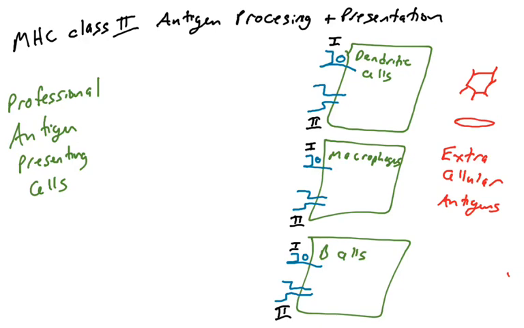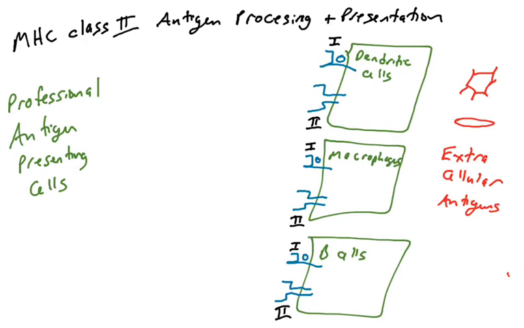Well, all three types of these cells can take in antigens that are in the extracellular space. And we covered in previous videos the difference between intracellular antigens and extracellular antigens. So extracellular antigens are present in the extracellular fluid. These could be virus particles, they could be bacterial cells, and they're going to be taken into these cells via a variety of processes.